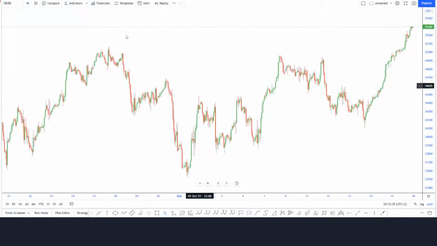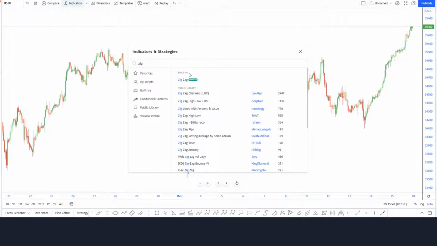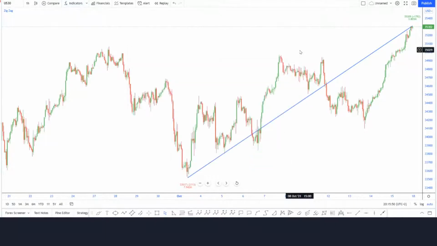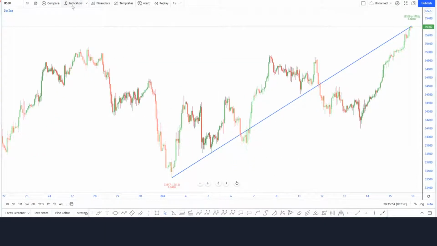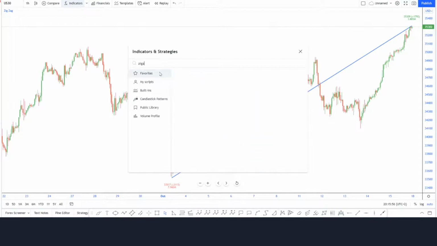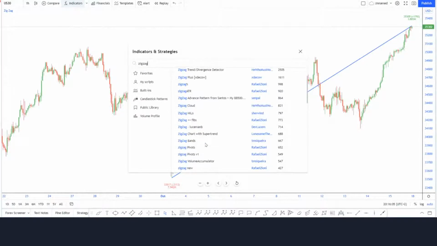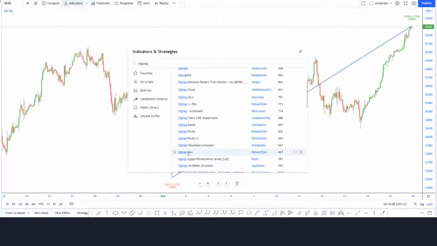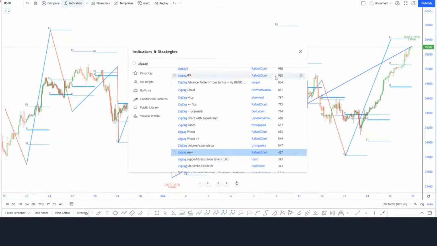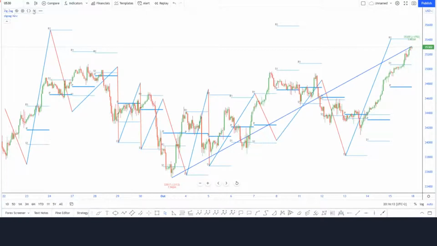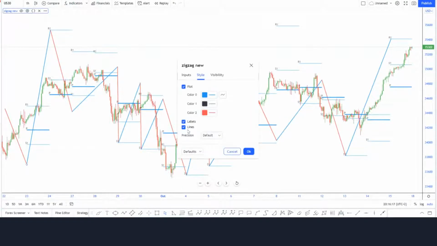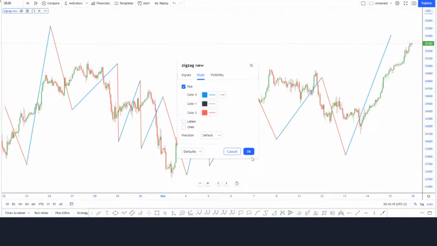We want to make things easy, so what we're going to do right now is go to indicators and type zigzag. You just drop the zigzag indicator here, and you're going to see why. We can use this one, but we don't want all this noise, so we can take it off. We don't want labels, we don't want lines.